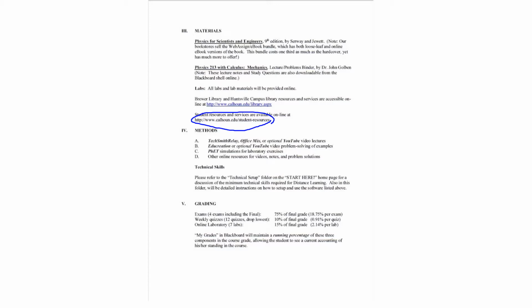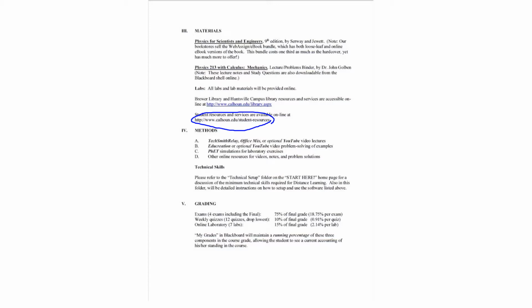And check out the lab setup as well, and there's also a folder for how to go to the exam centers at the Decatur and Huntsville campuses and take the exams there, so what you need to do for that. So you definitely want to check out the technical setup folder on the Start Here page.